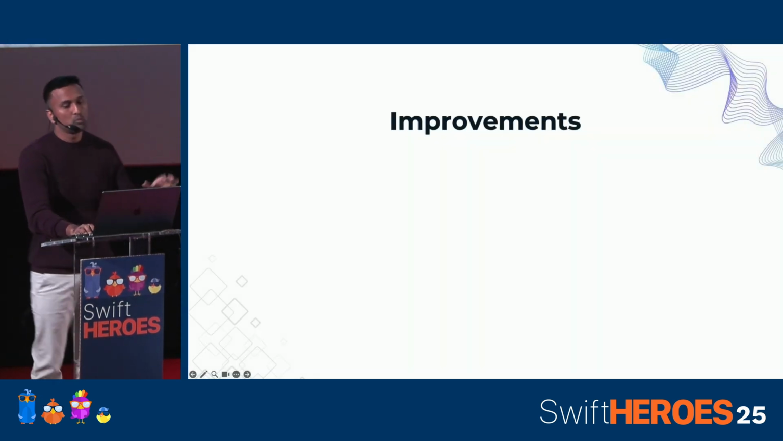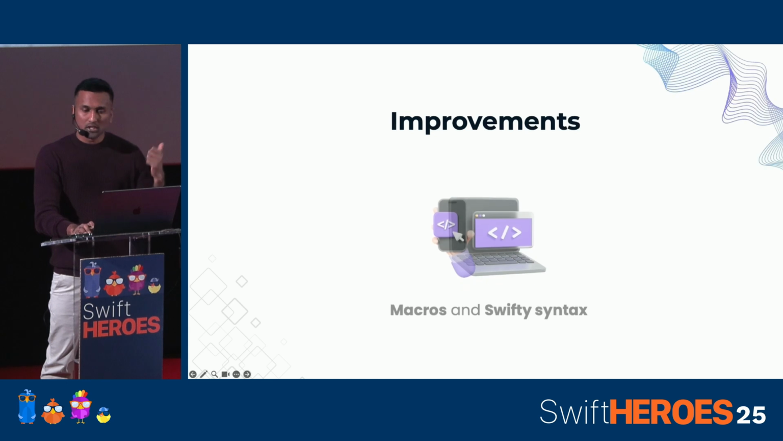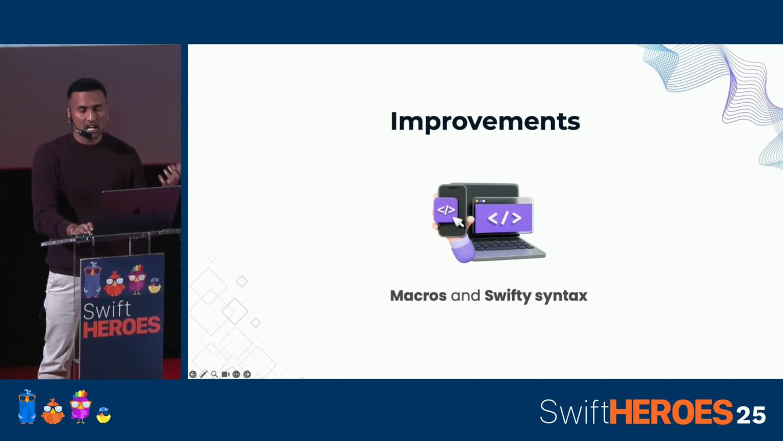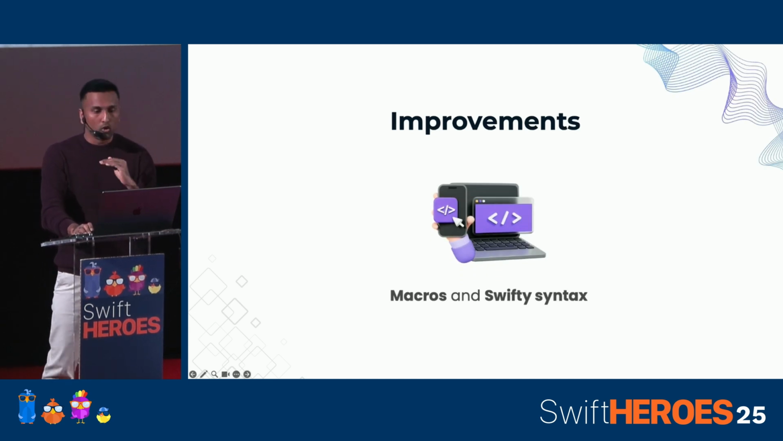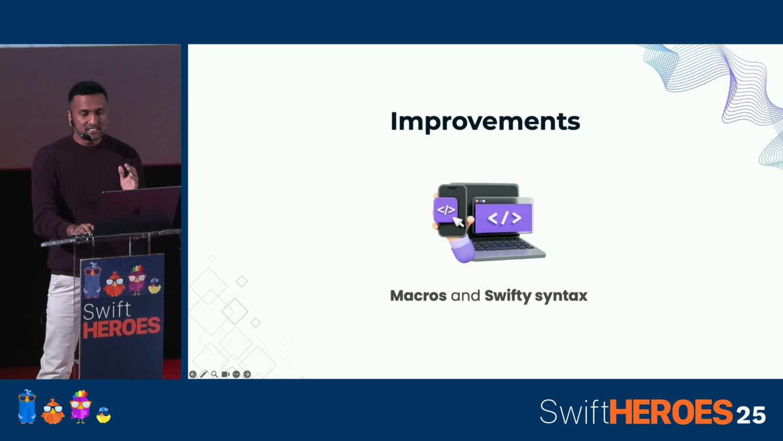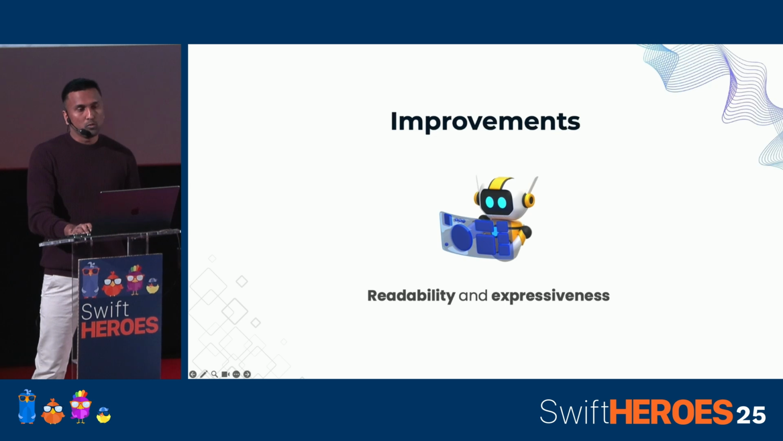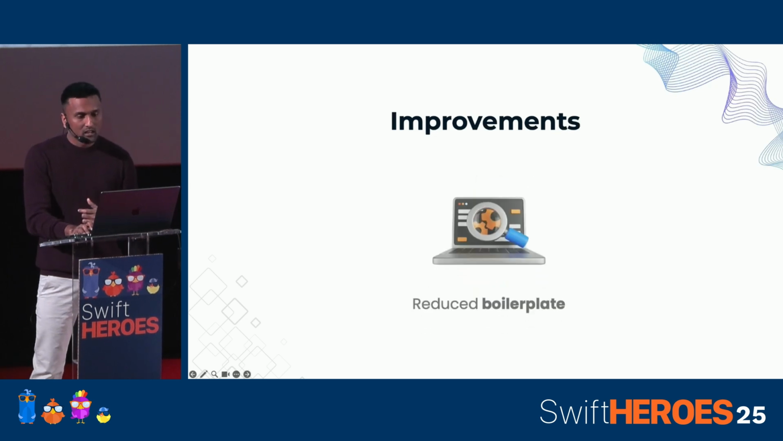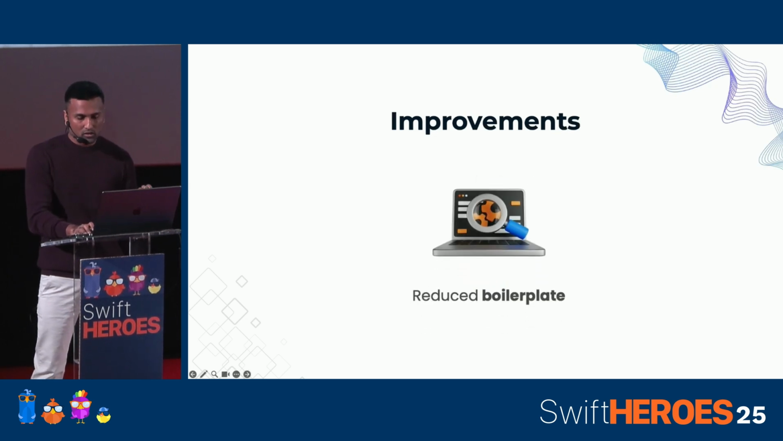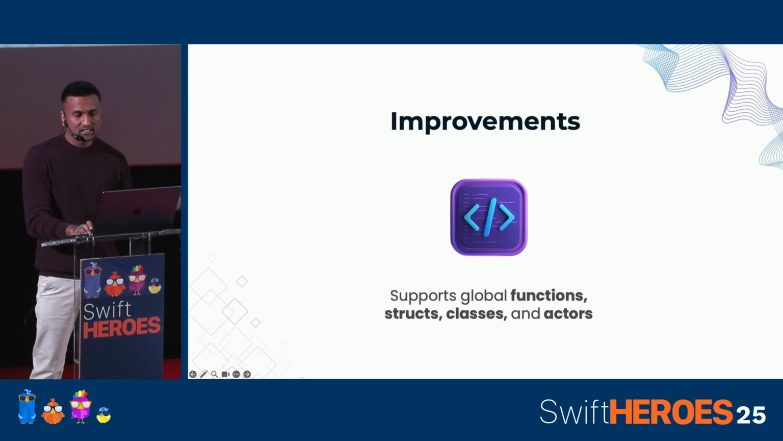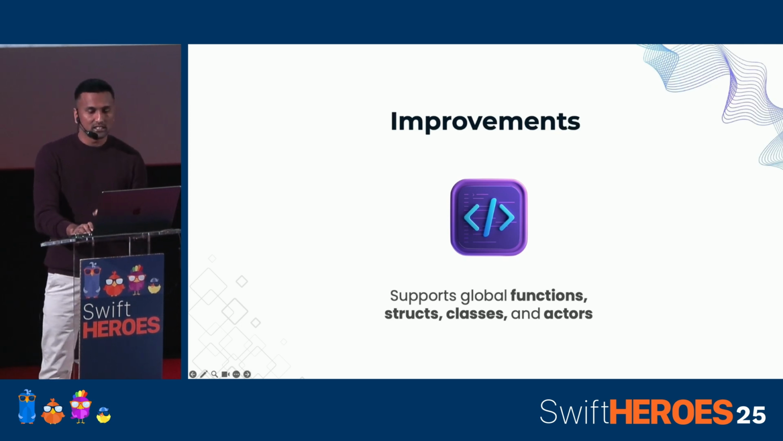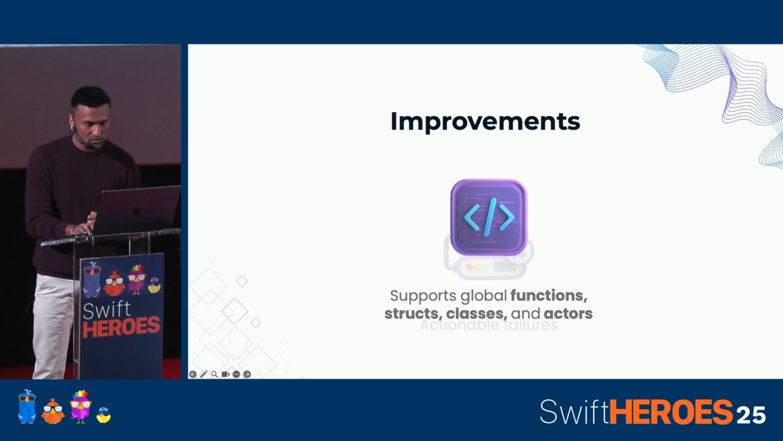So what are the improvements so far? The use of macros, which we have just seen, and the Swifty syntax give more readability. You can easily understand what your test is doing or intended to do. So those two make less boilerplate. And as you've seen before, tests now support global functions, structs, and actors. Actionable failures. This is my favorite part. Let's check this out.